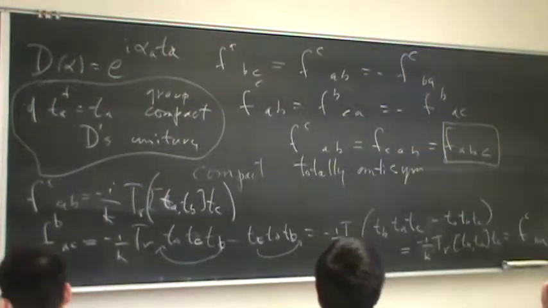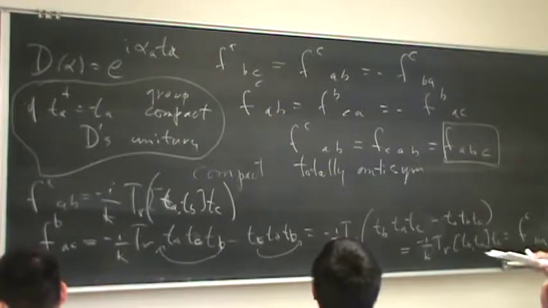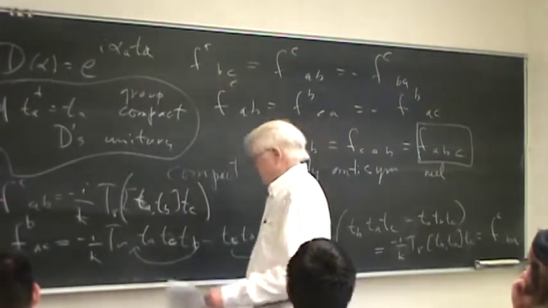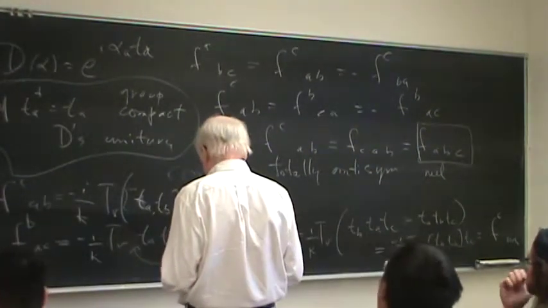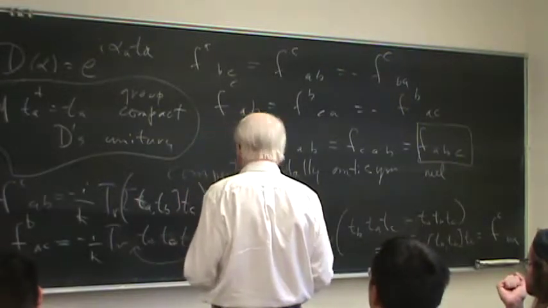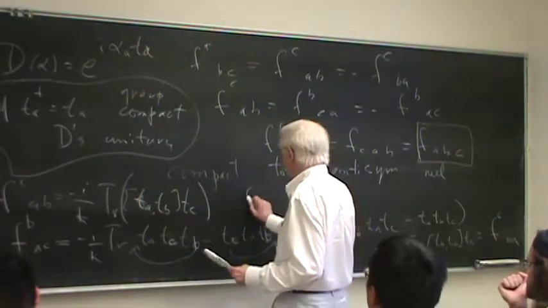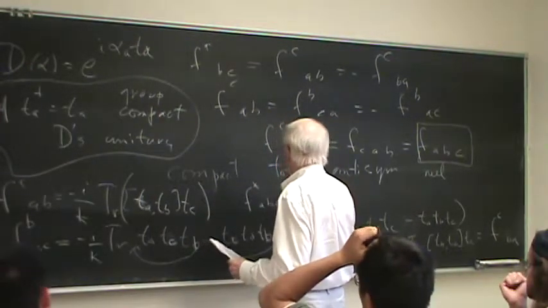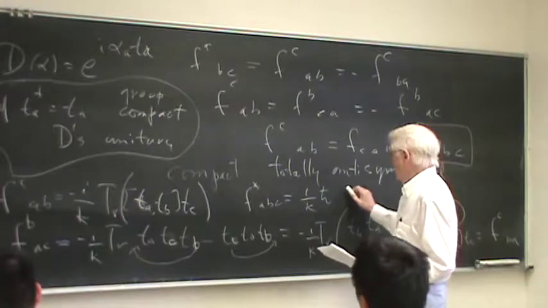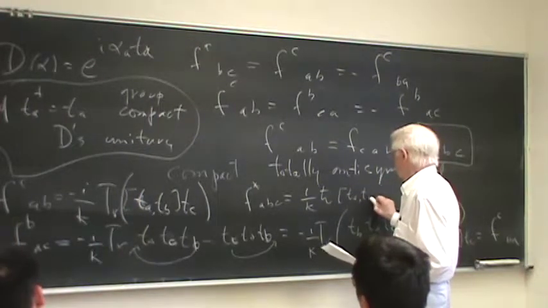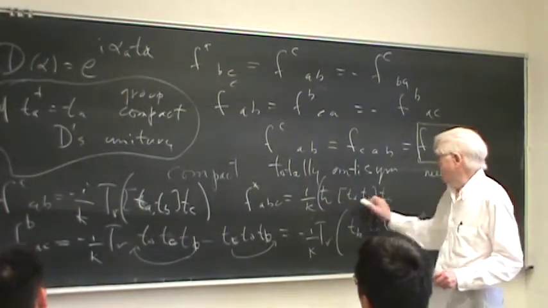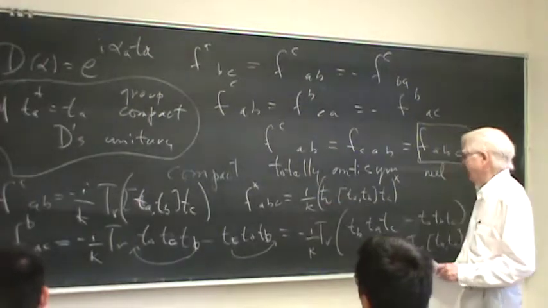Totally anti-symmetric. That's only the compact case, though. And they're totally anti-symmetric and real. To see that the F's are real, well, F star ABC is I over K trace of TA TB TC, but this thing complex conjugated. I already complex conjugated that.